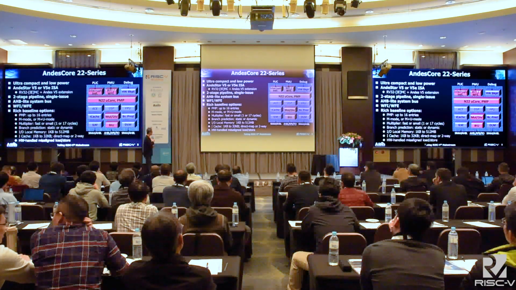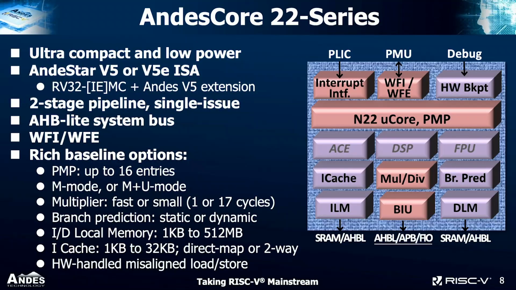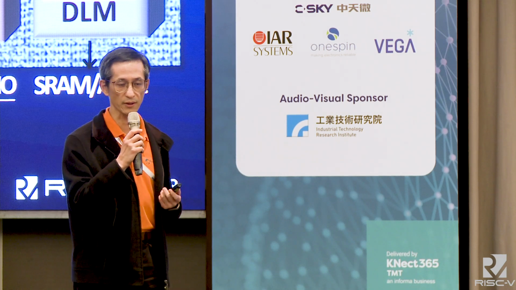So the pink one is the baseline, the default. And we provide a lot of options there, from PMP up to 16 entries, and UMO is also optional. The multiplier can be fast or small, and branch prediction static or very simple dynamic, which can also help the performance. And local memory up to 512 megabytes, because we encountered some customers who like to use that address space for different purposes. And there's an instruction cache up to 32K, direct-mapped or two-way set associative.